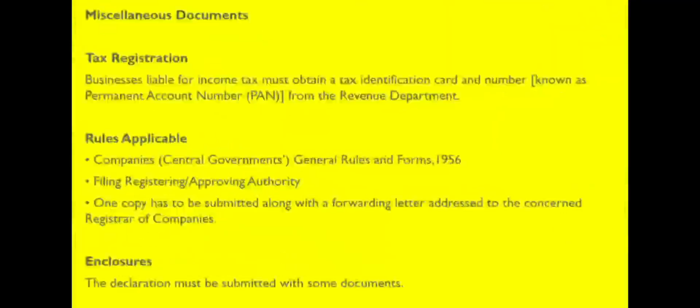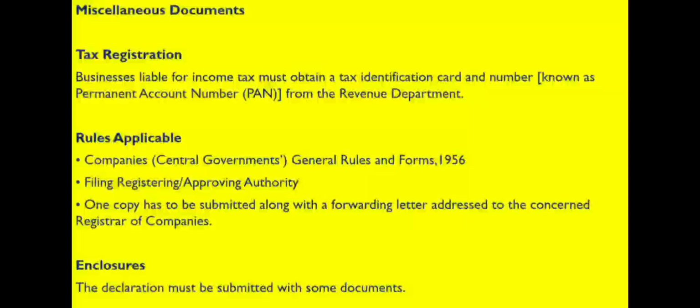Now let's talk about the next point, which is miscellaneous documents. The documents or forms stated are filed along with the MOA and articles of association on payment of filing fees, depending on the authorized capital of the company. First, declaration of compliance duly stamped. Second, notice of the situation of the registered office of the company. Third, particulars of directors, manager, or secretary.